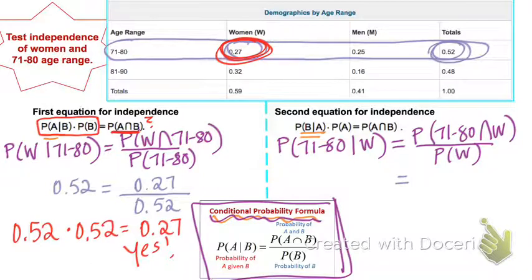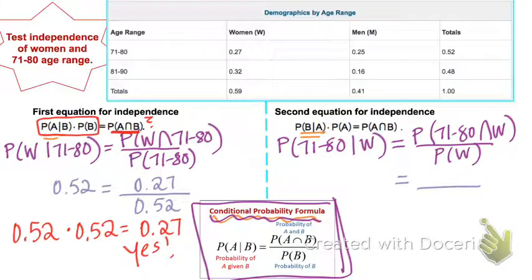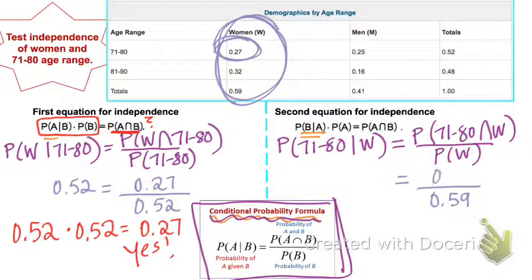So the probability of being a woman, so now we're looking at this column. Probability of being a woman is 0.59. The probability of being a woman and 71 to 80 is again 0.27. So if you put that division problem in your calculator, you get 0.46.